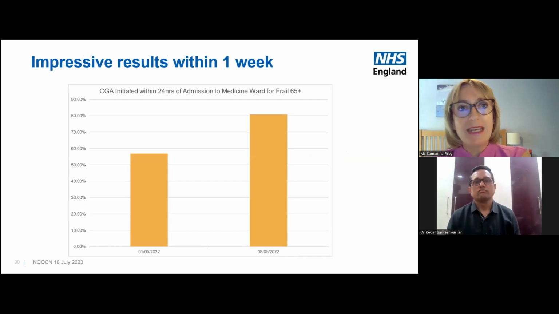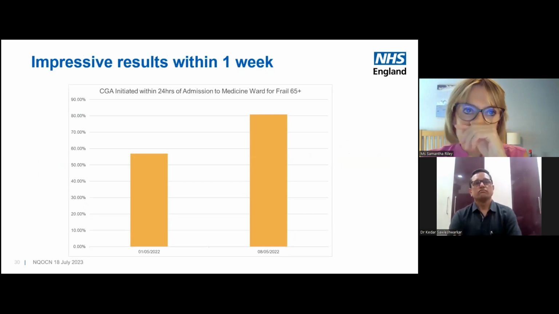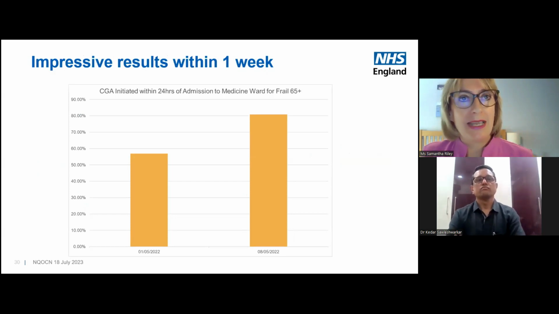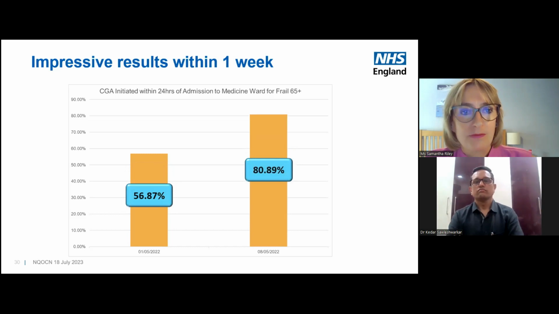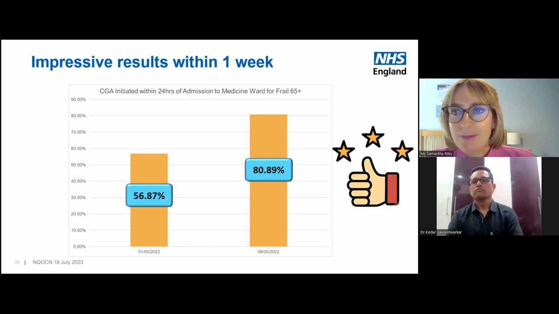So this is a little made-up scenario that I used when I presented at a conference for the Society of Geriatrics earlier in the year. This is looking at comprehensive geriatric assessment. So let's imagine I've got 2 weeks of data. Look what impressive improvement I've got here. I've moved from 56.87 to 80.89. That is absolutely amazing improvement, isn't it? I've proven that with my data.